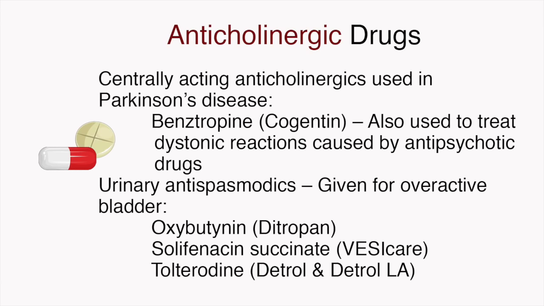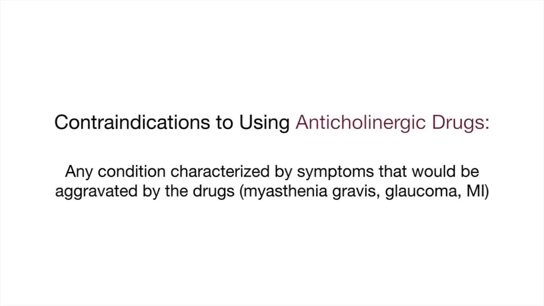Urinary antispasmodics are given for overactive bladder and include oxybutynin or Ditropan, solifenacin succinate or Vesicare, and tolterodine or Detrol and Detrol LA. Contraindications to using anticholinergic drugs include any condition characterized by symptoms that would be aggravated by the drugs, such as myasthenia gravis, glaucoma, or an MI.